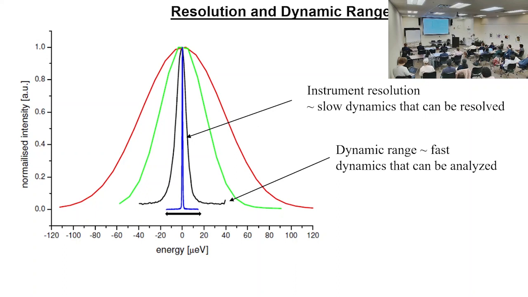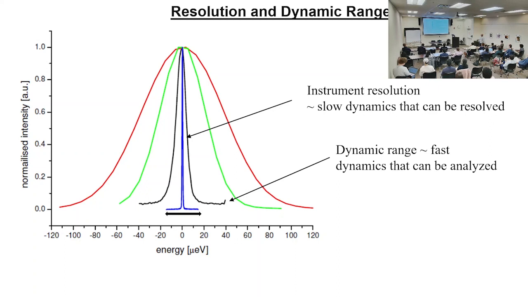instrument resolutions and spectra look in the frequency domain. So you can say that these are instrument resolution functions for different spectrometers. The very fine one here will be for the backscattering spectrometer. And these other three broader ones will be for time of flight. Okay? So instrument resolution, meaning full width half max of the elastic line, is going to define what is the slow dynamics that you can resolve.